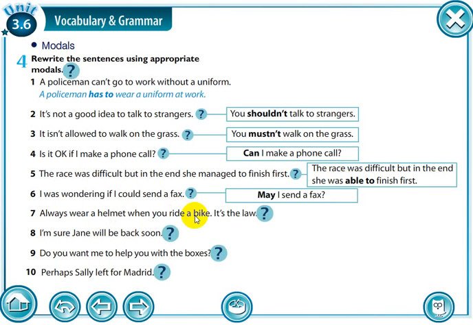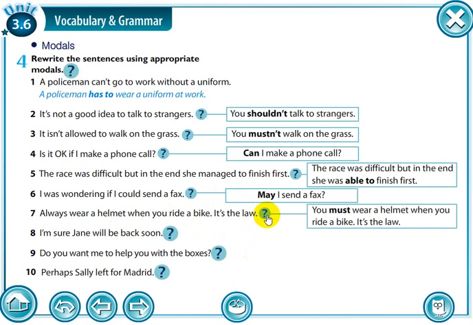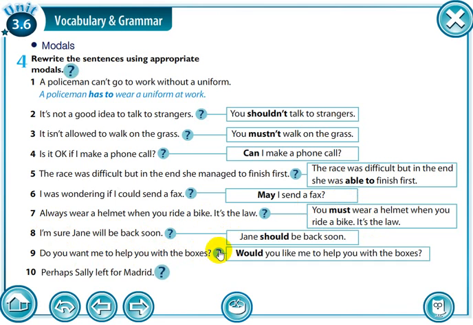Always wear a helmet when you ride a bike. It's the law. Here it's not only the law, it is related to you doing something that may harm you yourself. So here it is must. You must wear a helmet when you ride a bike. It is the law. I'm not talking about the law that you have to follow. I'm talking about a law and something that you may get harmed with. I am sure Jane will be back soon. Look here, Jane should be back soon, or Jane must be back soon. Both are correct. Do you want me to help you with the boxes? Here, would you like me to help you with the boxes?